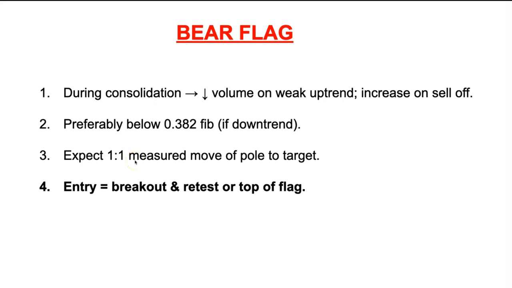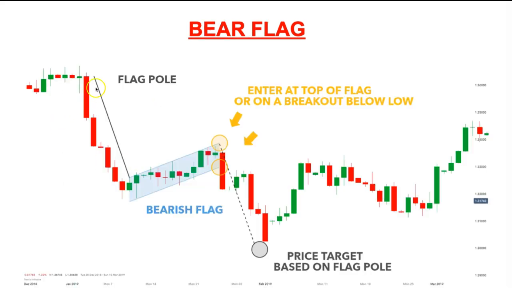The measured move is a 1-to-1 from the pole to the target. So for example, this distance from here to here roughly equals the distance of here to here for the profit target.